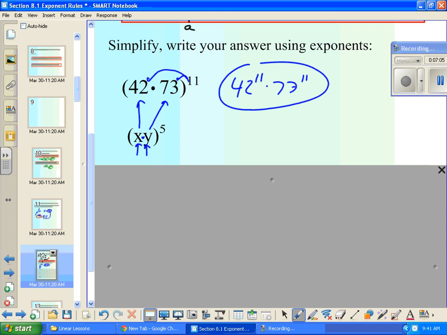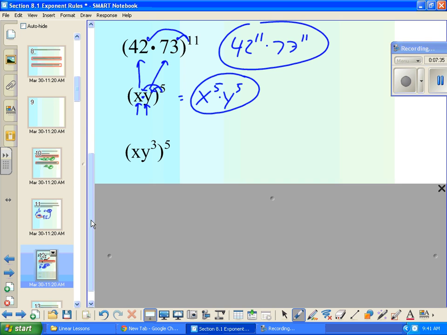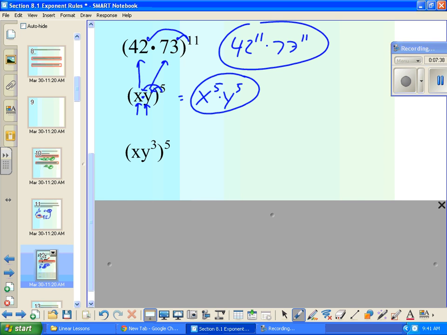x stands for a number, it could be like 42. y stands for a number, it could be something like 73. So what I'm going to do is take the 5th power and apply that exponent to each of those variables, and what do I get? I would get x to the 5th times y to the 5th. And again, writing them next to each other just means they're multiplied together. So if it helps, you can put the multiplication sign up there if you like, but you really don't need it in this case.